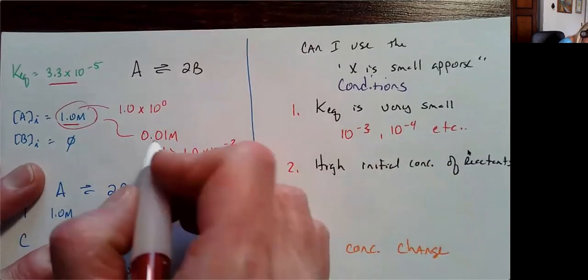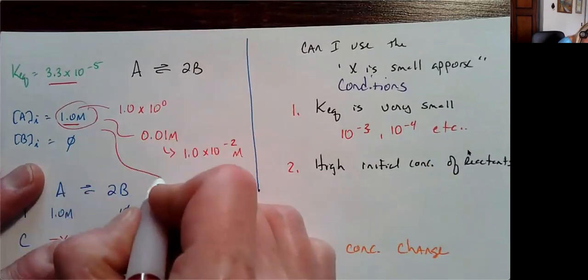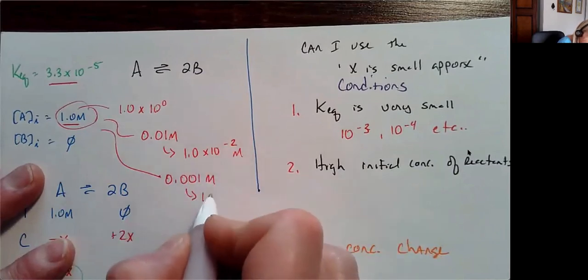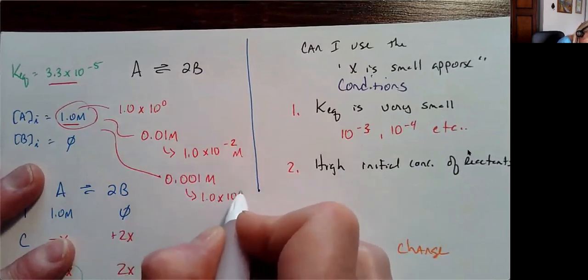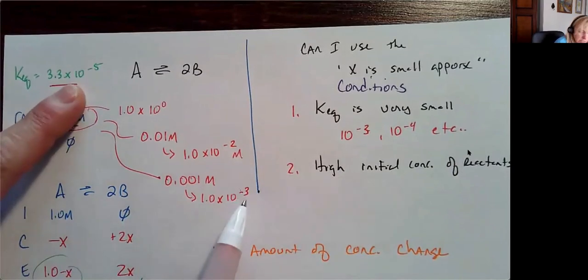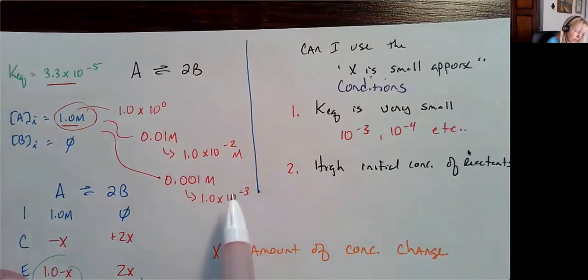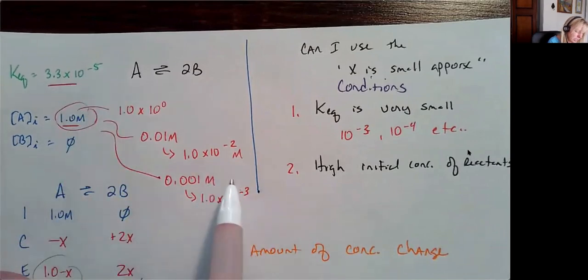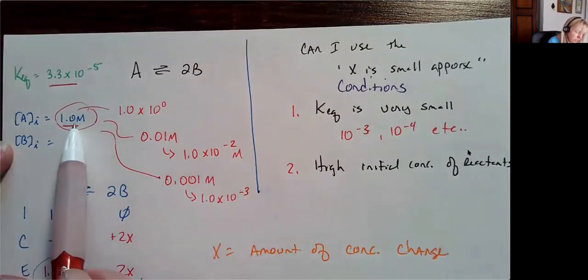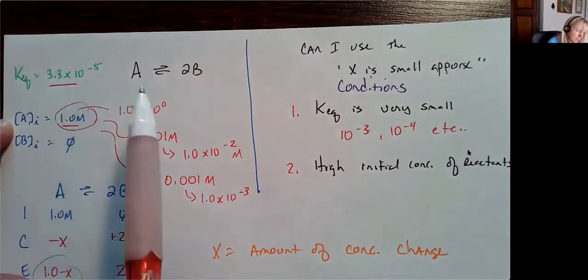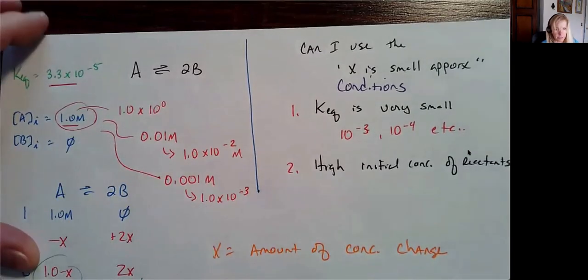If my initial concentration was instead 0.001 molar, and that would be 10 times 10 to the minus 3rd, now I'm 10 to the 2nd apart, and I can't use my approximation anymore. So that's your rule of thumb. If you put this in scientific notation and you're 10 to the 3rd different between your initial concentration and your equilibrium constant, then you can use that x small approximation.